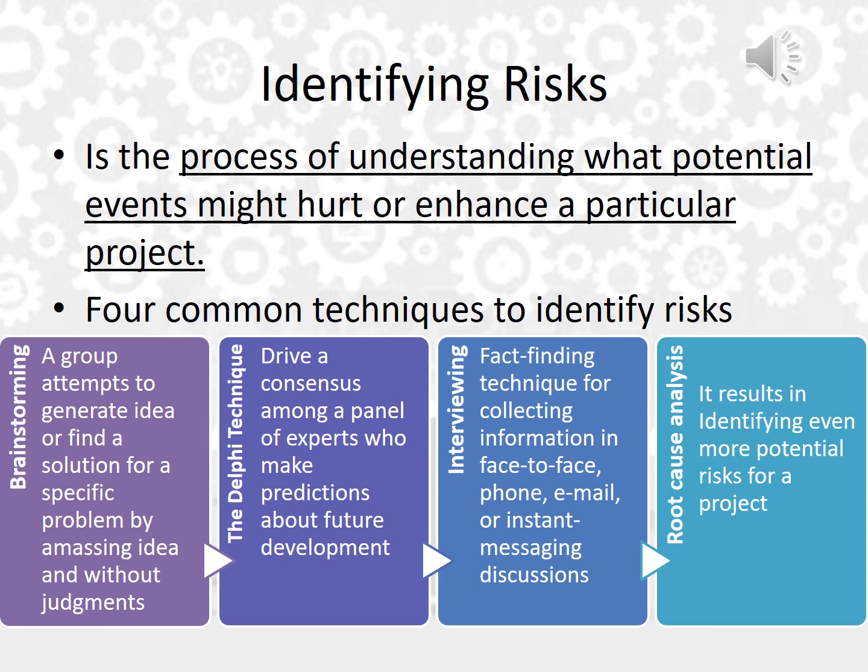Let's get started with the second process, which is called identifying risk. It is the process of understanding what potential events might hurt, a negative effect, or enhance, a positive effect, a particular project. In fact, there are several techniques that we can use to identify risk in order to manage it later. But there are four common techniques to identify certain risks. Number one, brainstorming. Number two, the Delphi technique. Number three, interviewing. And number four, root cause analysis.